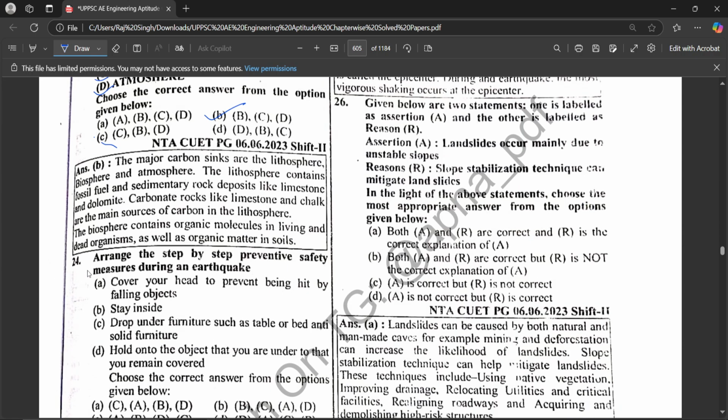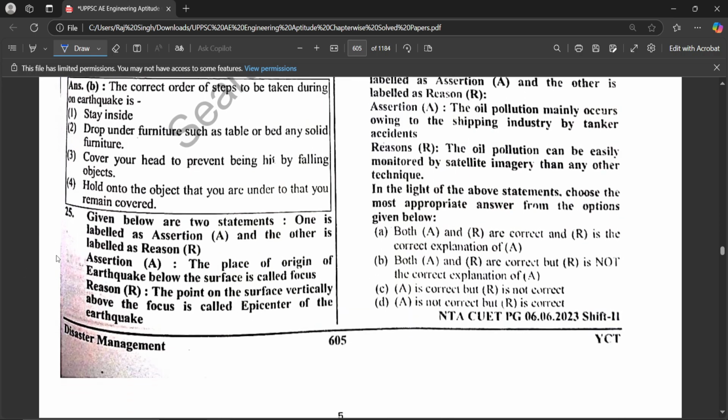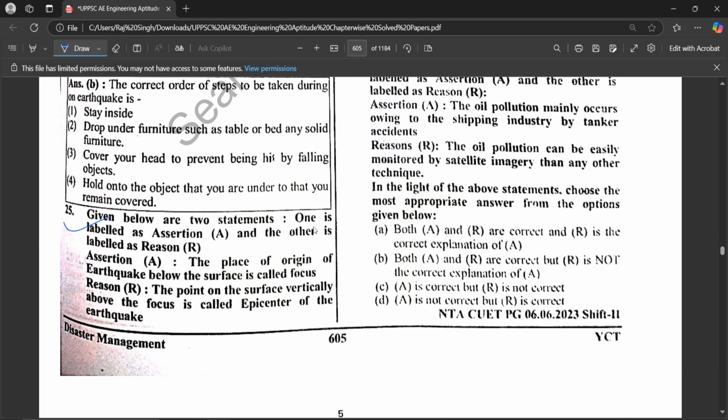नेक्स्ट देखते हैं. Arrange the step-by-step preventive safety measures during an earthquake. Cover your head to prevent being hit by falling objects. Stay inside. Drop under furniture such as table or bed. Hold on to the object so that you remain covered. Hence, B is correct.